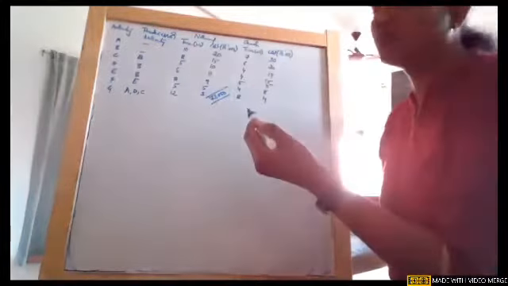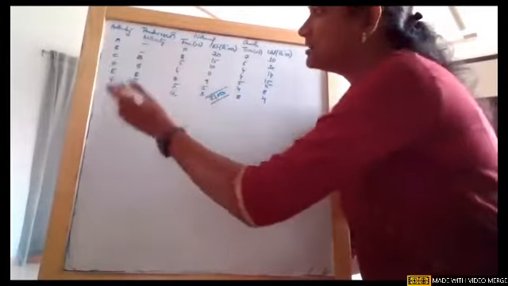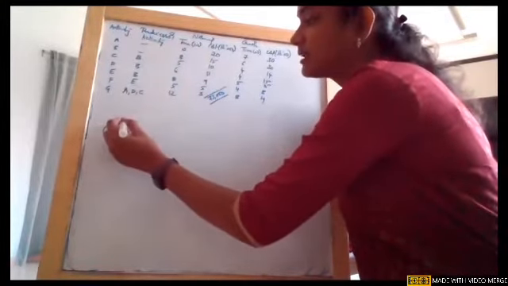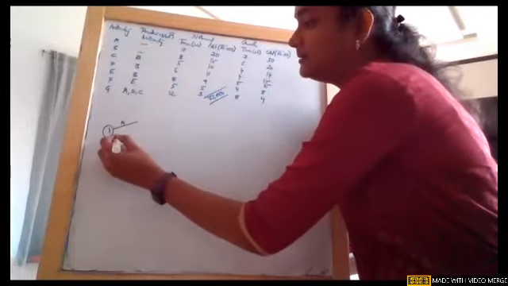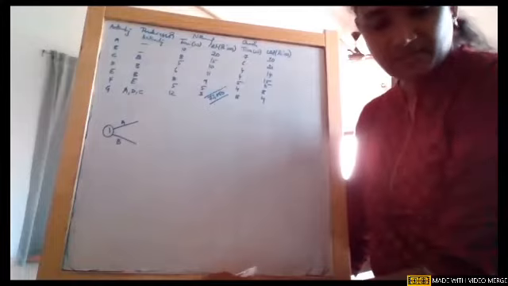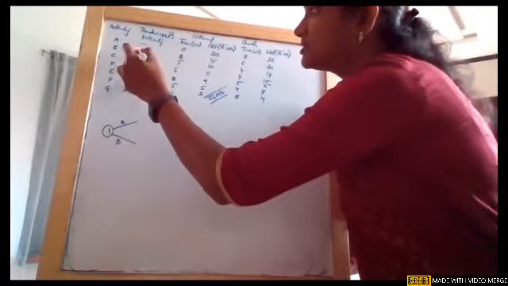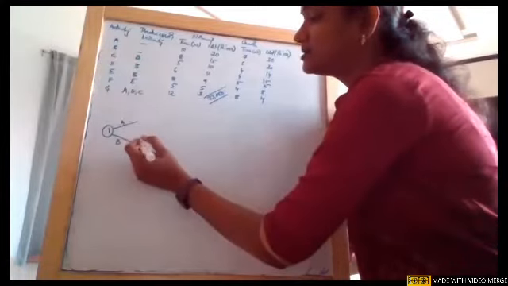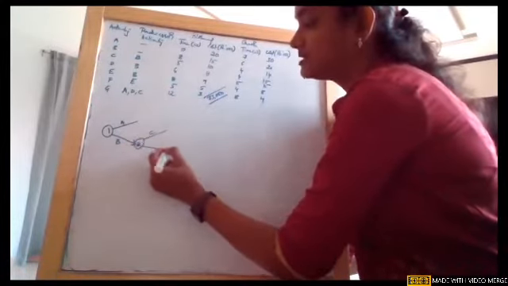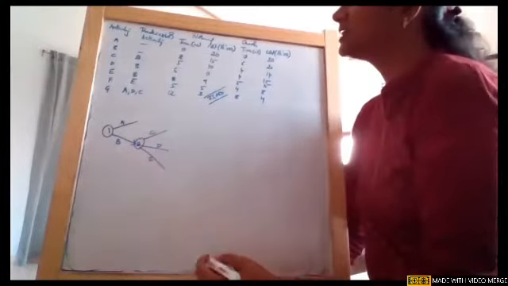I wrote them very small only to adjust the space. So let us start the network. For A and B, there are no predecessors. B is giving rise to C, D, and E. So these are the networks.